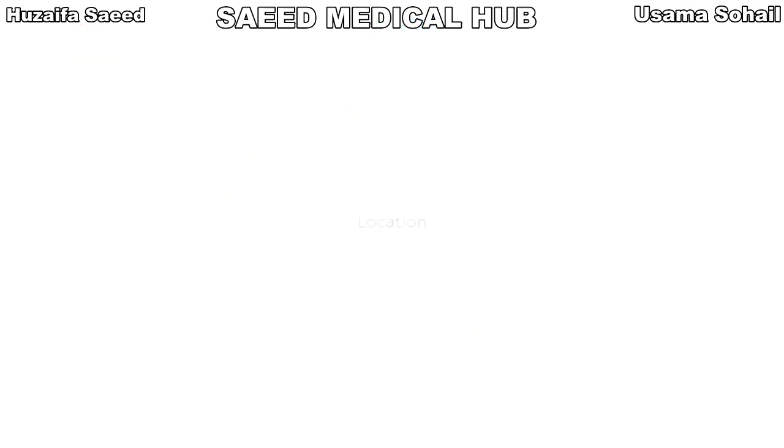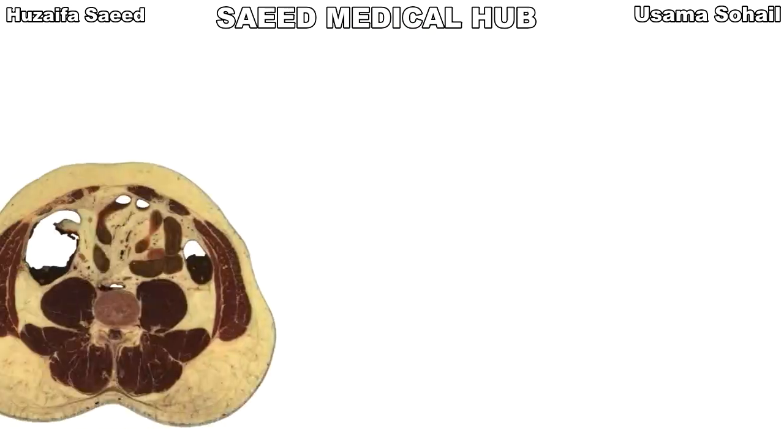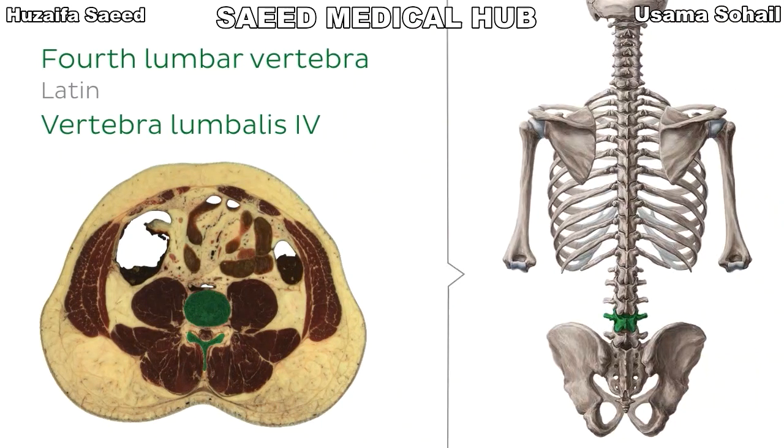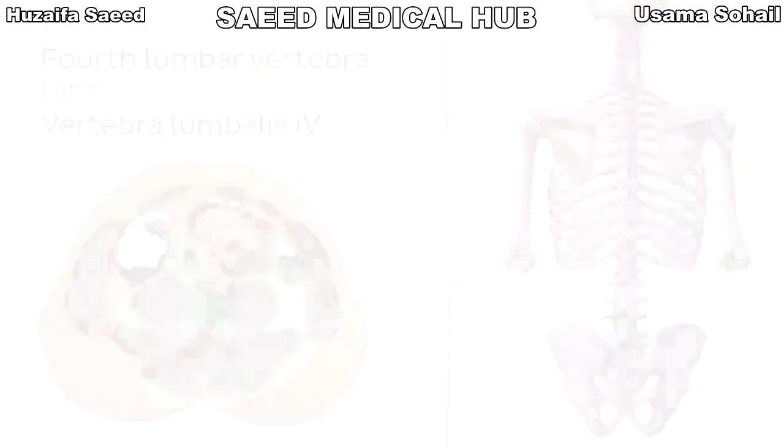So let's jump into identifying structures at the level of the fourth lumbar vertebra. The fourth lumbar vertebra is towards the inferior portion of the abdomen, just superior to the pelvis. Therefore, we can expect structures at this cross-sectional level to be parts of the distal and inferior portions of the digestive tract. In this cross-sectional image, the highlighted structure is the fourth lumbar vertebra.